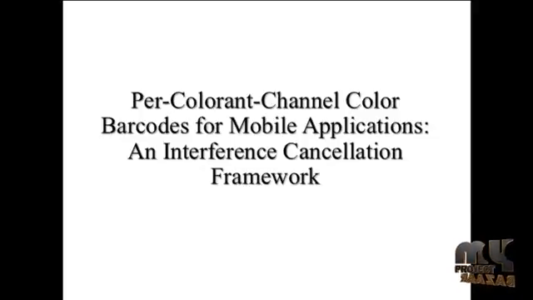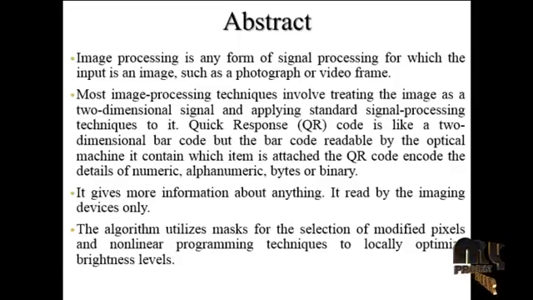Now we discuss Pre-Colorant-Channel color barcodes for mobile application on interference cancellation frame. In our proposed work we use quick response codes, which are like a two-dimensional barcode, but readable by an optical machine. It contains the details of the item attached to the QR code, encoding numeric, alphabetic, byte and binary data. It gives more information about anything and is read by an imaging device only. The algorithm utilizes a mask for the selection of modified pixels and non-linear programming techniques to locally optimize brightness level.